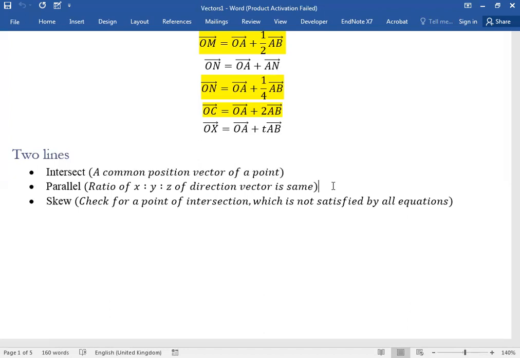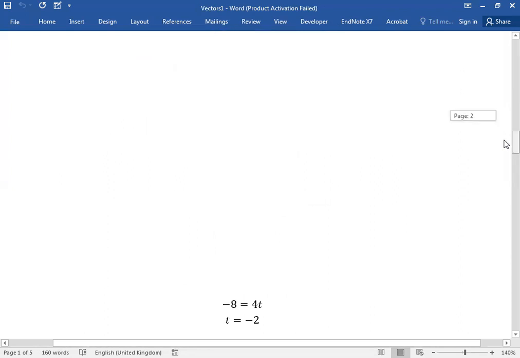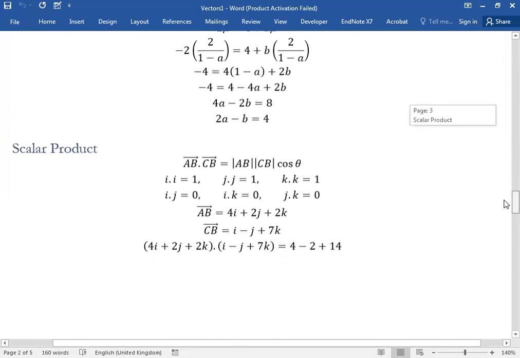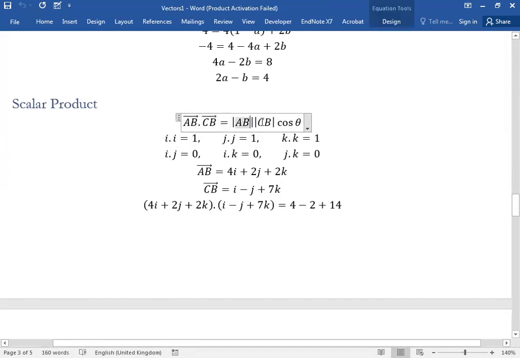So whenever we want to prove that the lines are skew, we always look for a point of intersection, and that point of intersection will never be satisfied by all three coordinates. Is this clear? Is the approach clear? Now let's go through the scalar multiplication. Then we'll be done. Okay, now scalar product or dot product between two vectors.